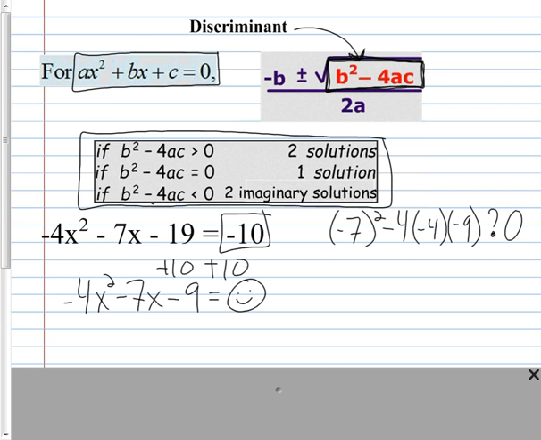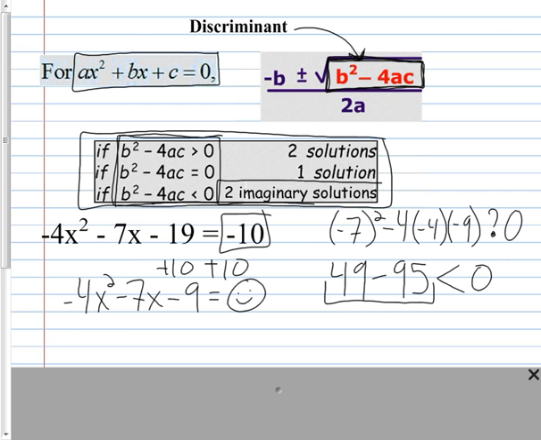All right, and then looking over here, we can compare it to the table, and that'll tell us the number of solutions. So if we simplified this left side, we would get 49 minus 95. And I don't know exactly what that is, but I know that that's going to be a negative number, so that is less than 0. So since the discriminant is less than 0, that means that I'm going to have 2 imaginary solutions.